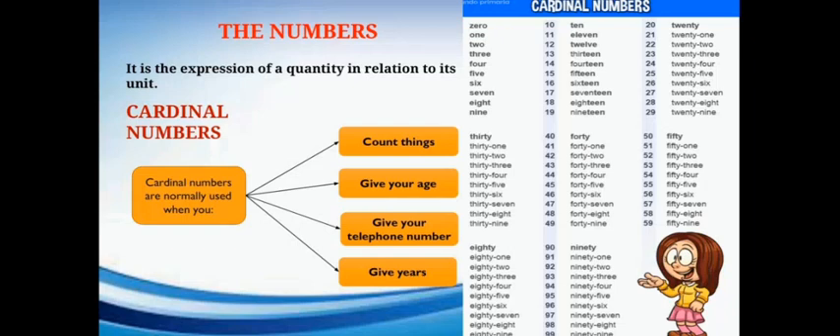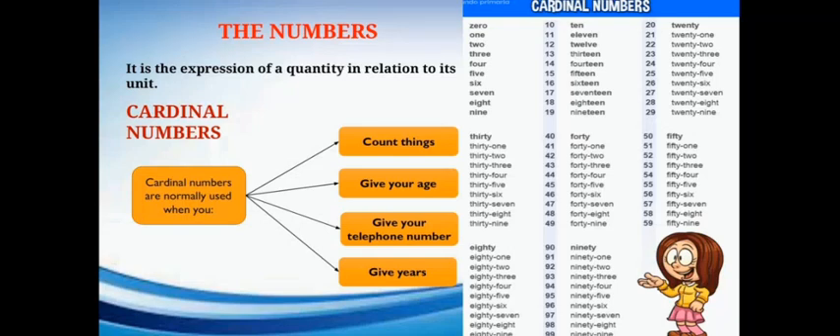The numbers. It is the expression of a quantity in relation to its unit. There are two main types of numbers: cardinal numbers and ordinal numbers. Cardinal numbers denote the precise quantities of things you likely encounter on a daily basis. Whether you are checking your bank account or making a grocery list, you need to know how to read and write cardinal numbers.